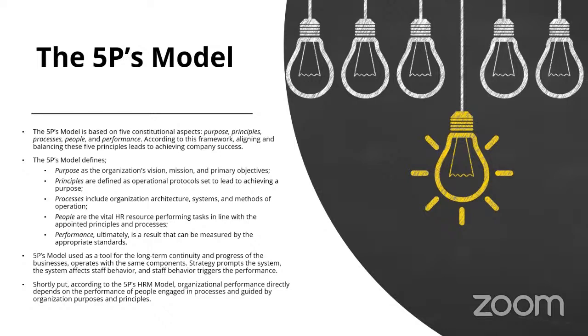So you have the purpose, okay, dealing with the organization vision, mission, and primary objective. You have the principles that define the operational protocols set to lead to achieving a purpose, the company policies and all of that. You have processes include organizational architecture, systems, and methods of operation. And then you have people, which are the vital resource performing the task in line with the appointed principles and processes. You have performance. Ultimately, it is a result that can be measured by appropriate standard.